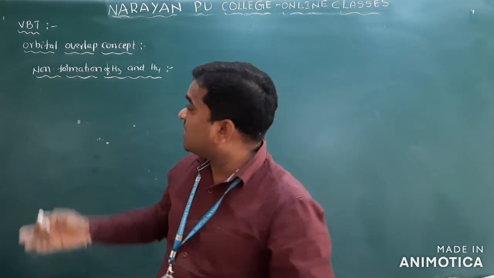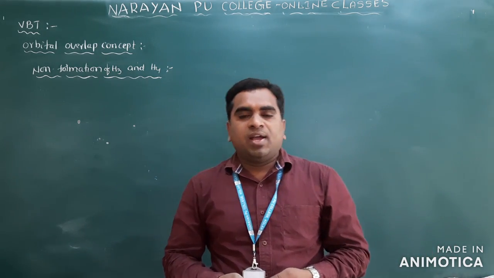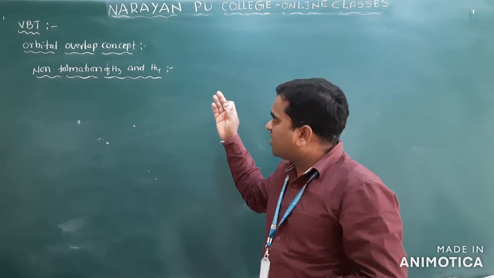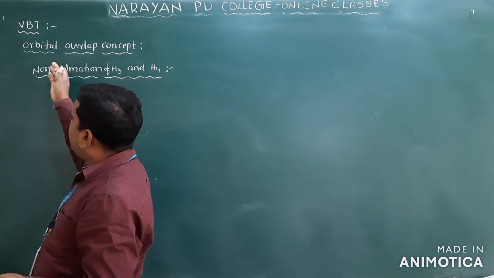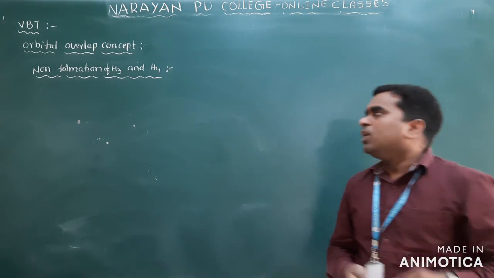H2 can form, but H3 and H4 cannot form. That is not explained by Lewis and Pauling theory, but it is very clearly explained by the VBT, using the orbital overlap concept. Clear? So what is that one?